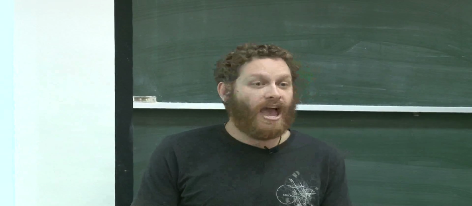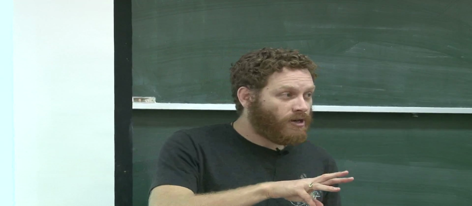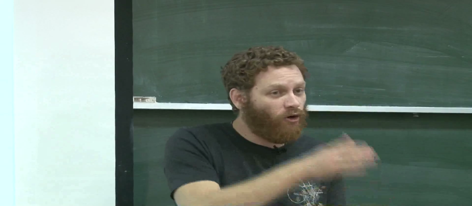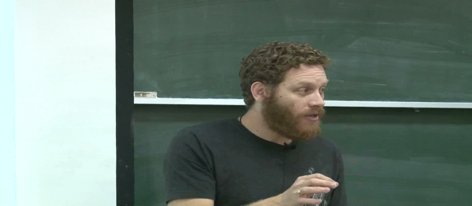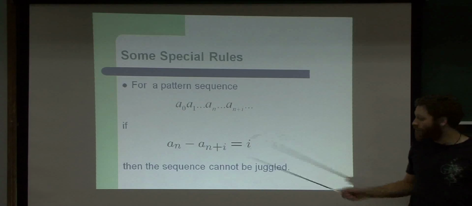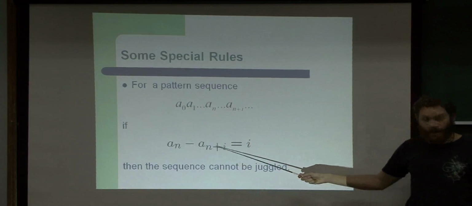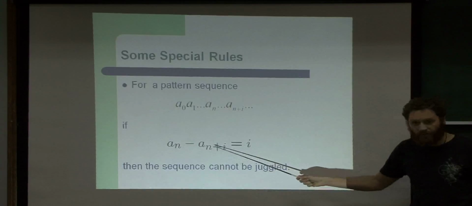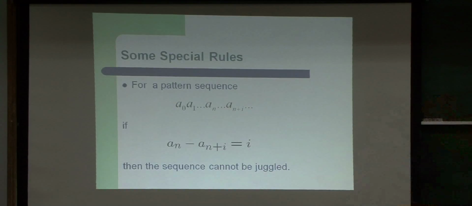If we have a 4 followed by a 3, their difference is 1. And if we have a 4 followed by a 3, their distance is also equal to 1, then they're going to land in the same hand at the same time. So this can be generalized for any sequence as AN minus AN plus I equals that difference between their subscripts. If that's the case, then the sequence cannot be juggled by this distance rule.